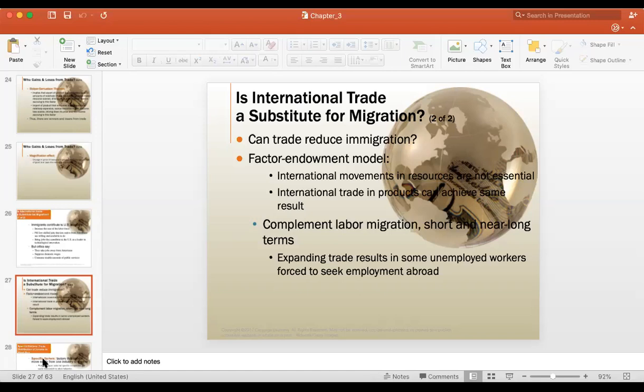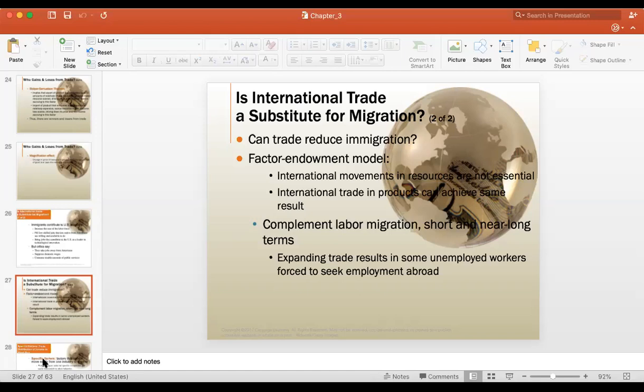So trade, on the other hand, stops immigration or migration at that point. There is no need for migration. There is no incentive for migrants to be moving from Mexico to the US. Why? Because real wages are increasing in Mexico and they are falling in the US. So why would you want to have workers migrating from Mexico to the US? That's number one. That's what trade does.